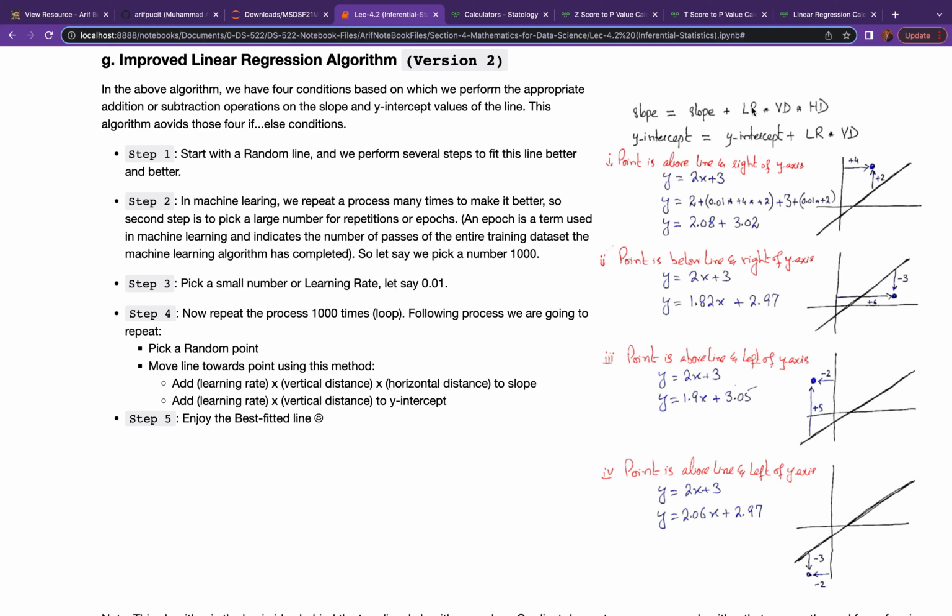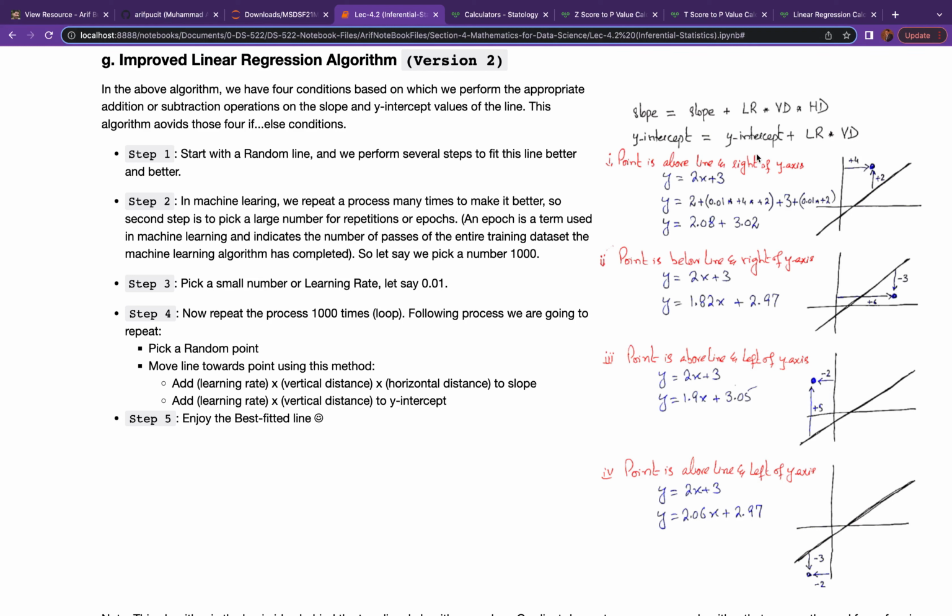We multiply the learning rate, that is 0.01, with the vertical distance and the horizontal distance of the point from the line and the y-axis respectively, and add the result to the slope. And similarly for the y-intercept, we add the product of the learning rate and the vertical distance to get the new y-intercept. And due to the positive and the negative distances of these points, the increment and decrement is done automatically.